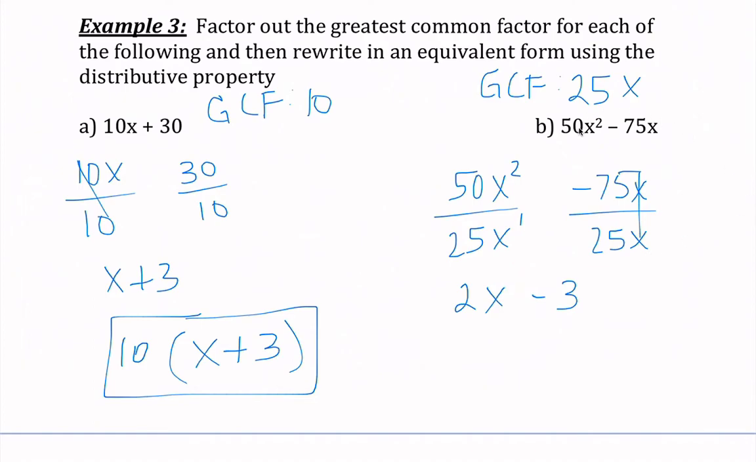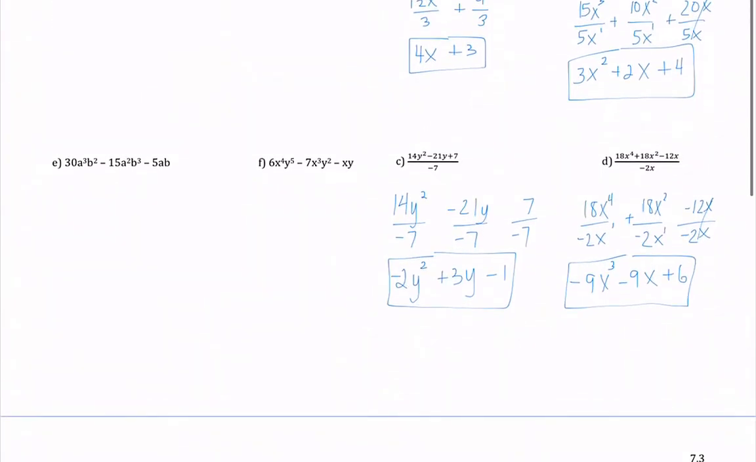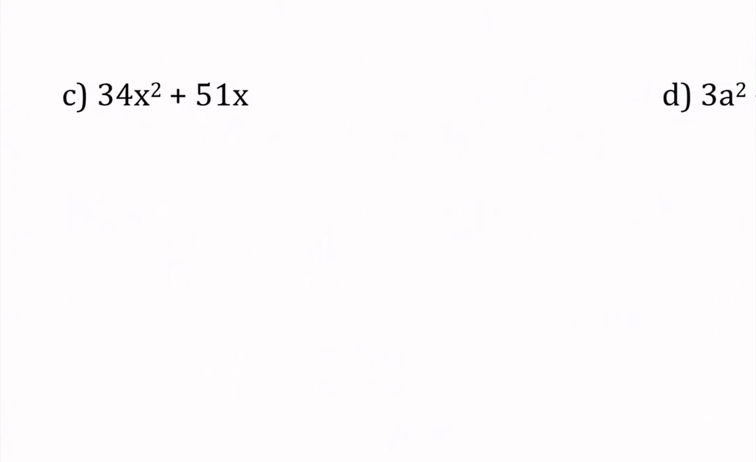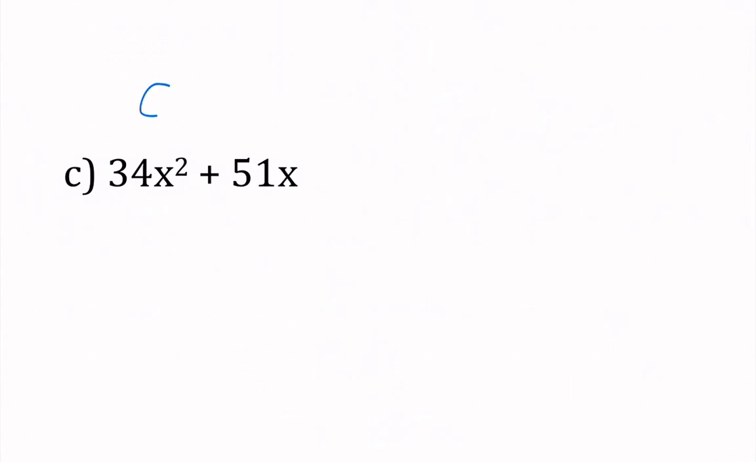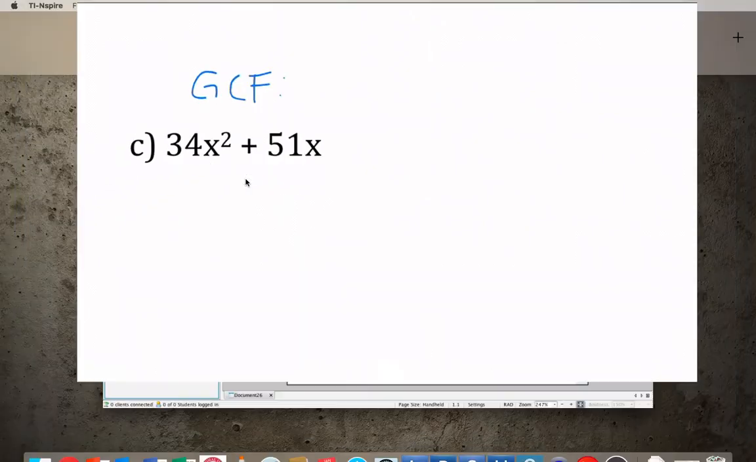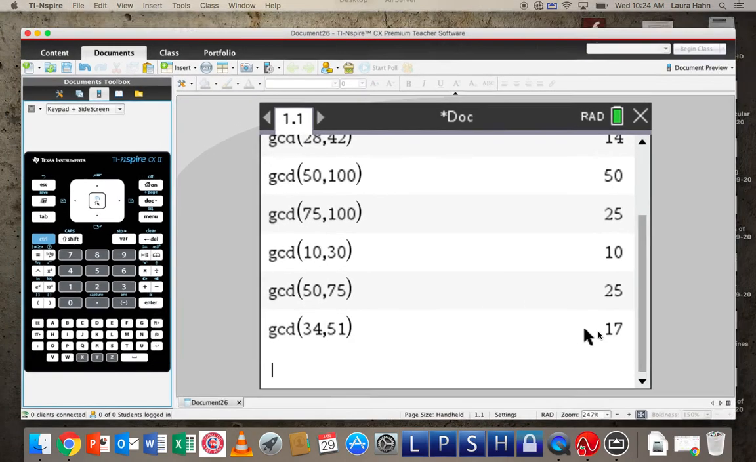All right, so whenever I divide each of these by my greatest common factor, I'm left with 2x minus 3. And we can't forget to put our greatest common factor out front. All right, so let's find my greatest common factor. So between 34 and 51, it tells me my greatest common factor is a 17.